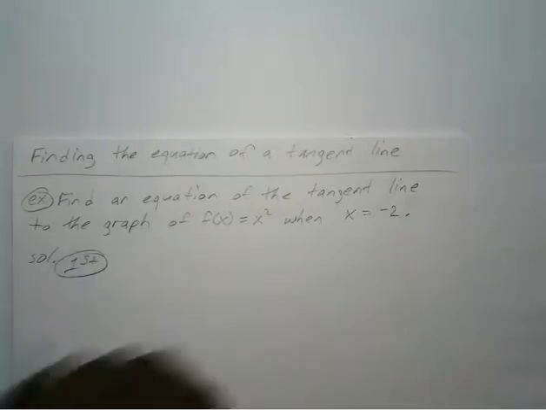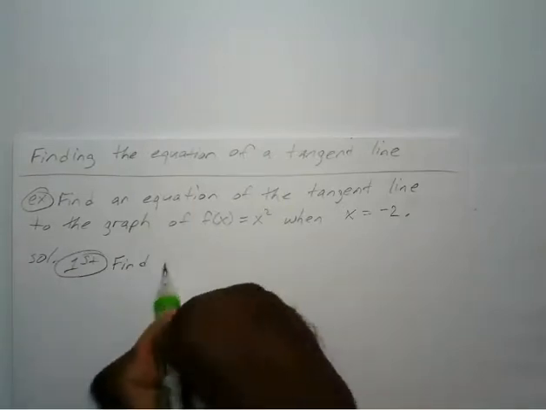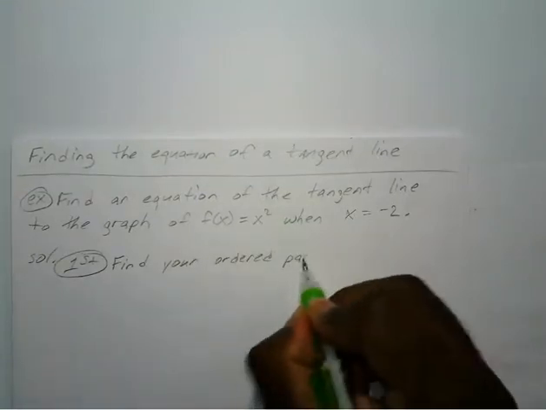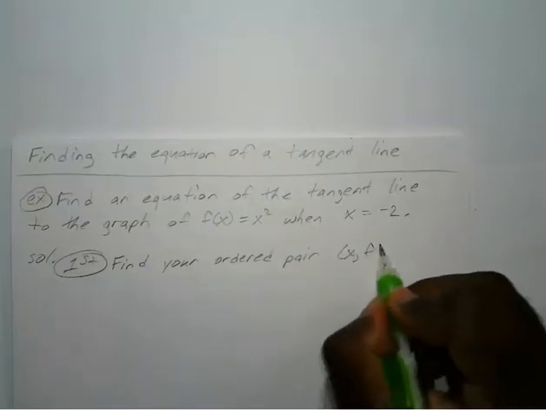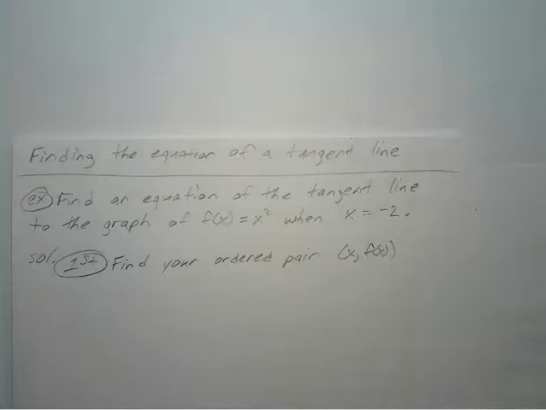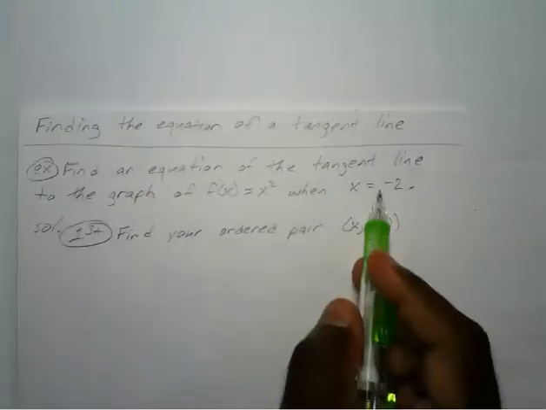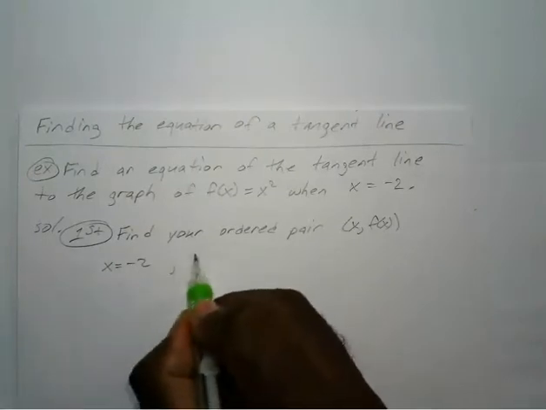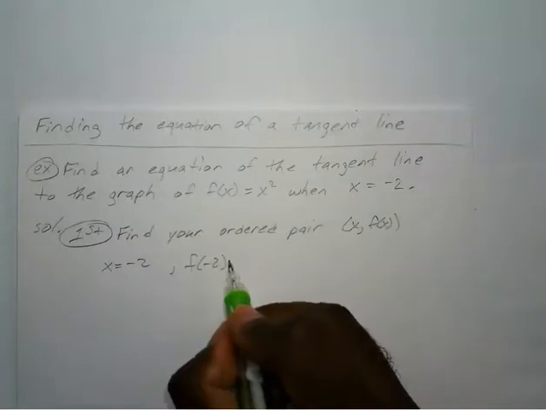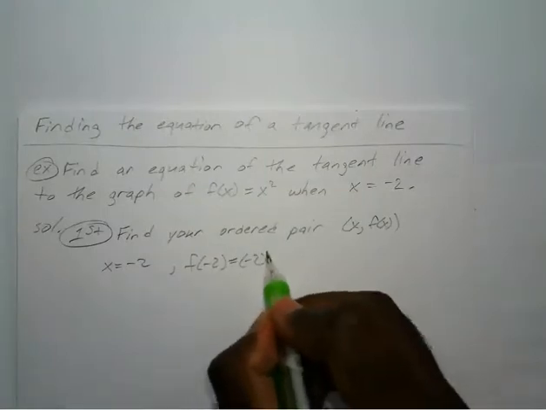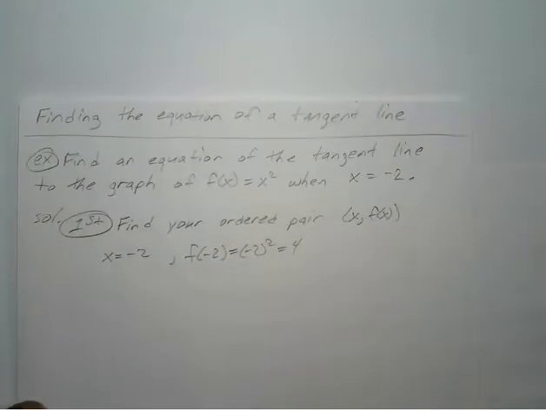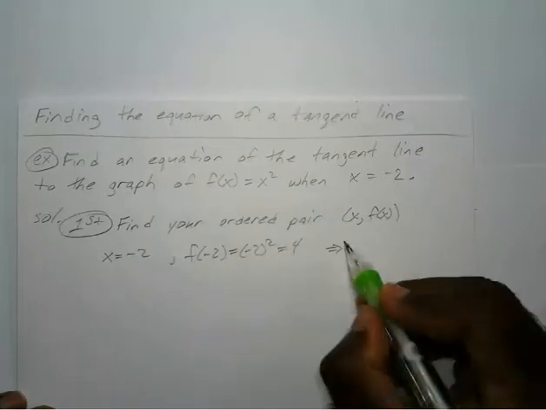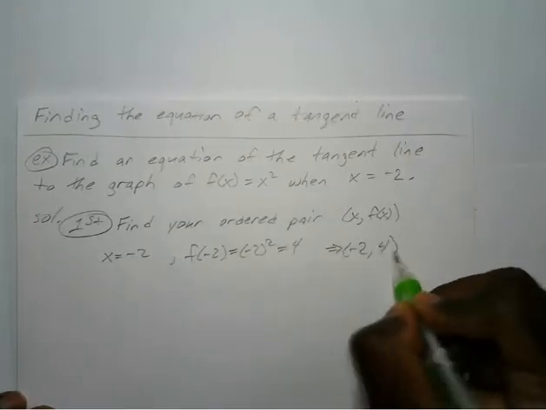Okay, so we're going to go ahead and just break this down into steps. The first thing you want to do is find your ordered pair x, f of x. Once you do that, we already know your x is going to equal -2, and your f of -2 is equal to, of course, -2 squared, which is 4. So your x, f of x, is going to equal -2, 4.